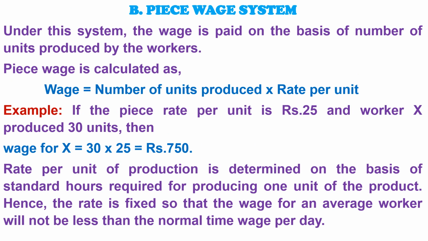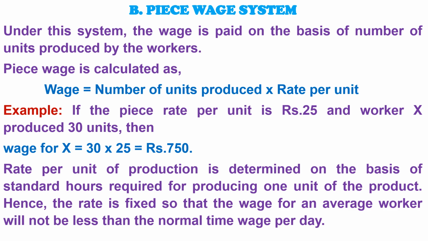B. Piece wage system. Under this system, the wage is paid on the basis of number of units produced by the workers. Piece wage is calculated as wage equals number of units produced into rate per unit. Example: if the piece rate per unit is 25 rupees and worker X produced 30 units, then wage for X equals 30 into 25 equals 750 rupees.